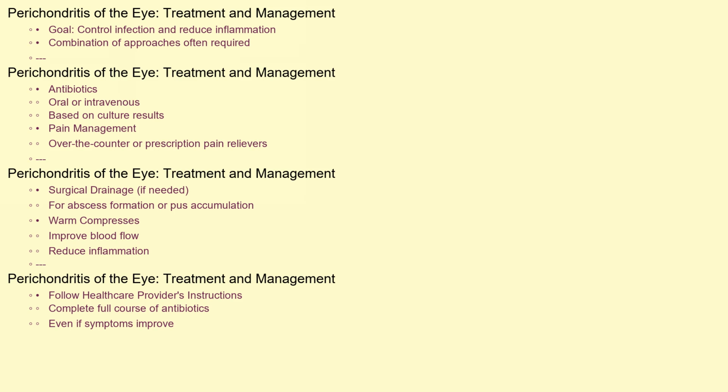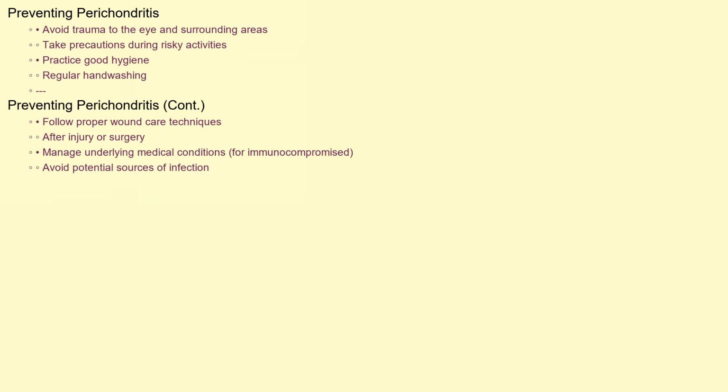In cases of abscess formation or significant pus accumulation, surgical drainage may be necessary. Warm compresses can help to improve blood flow and reduce inflammation. It is absolutely crucial to follow the healthcare provider's instructions closely and complete the full course of antibiotics, even if symptoms improve.